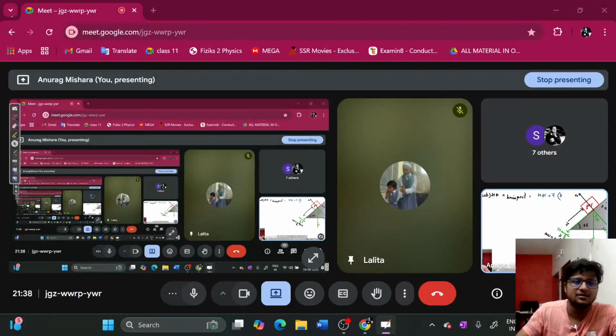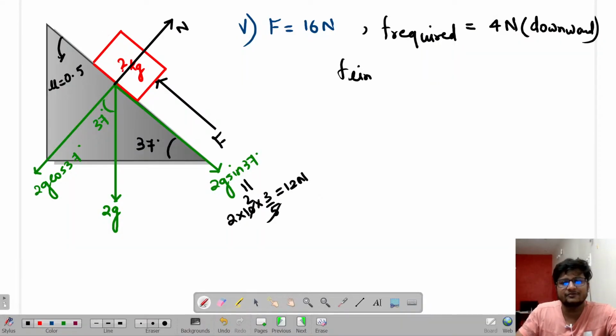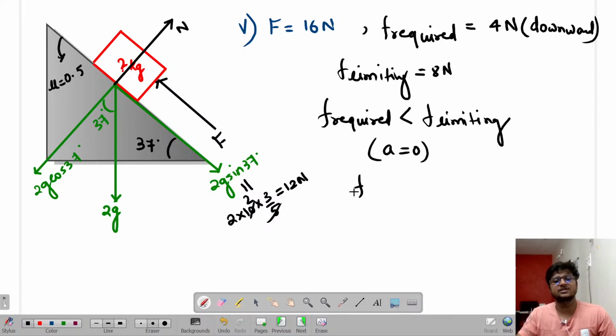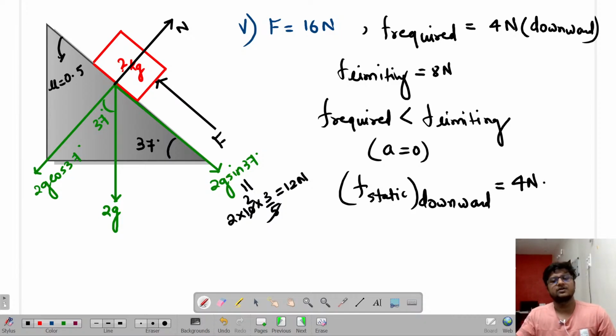Yes, correct. And I can still create limiting friction in downward direction, which is how much Newton? 8 Newton. Again, my F required is what? Less than F limiting, what will happen? Acceleration 0. Which friction will come? Static. And in which direction? This time it is in downward direction, not in upward direction, and that will be how much Newton? 4 Newton. Don't do any question before finding this inequality.